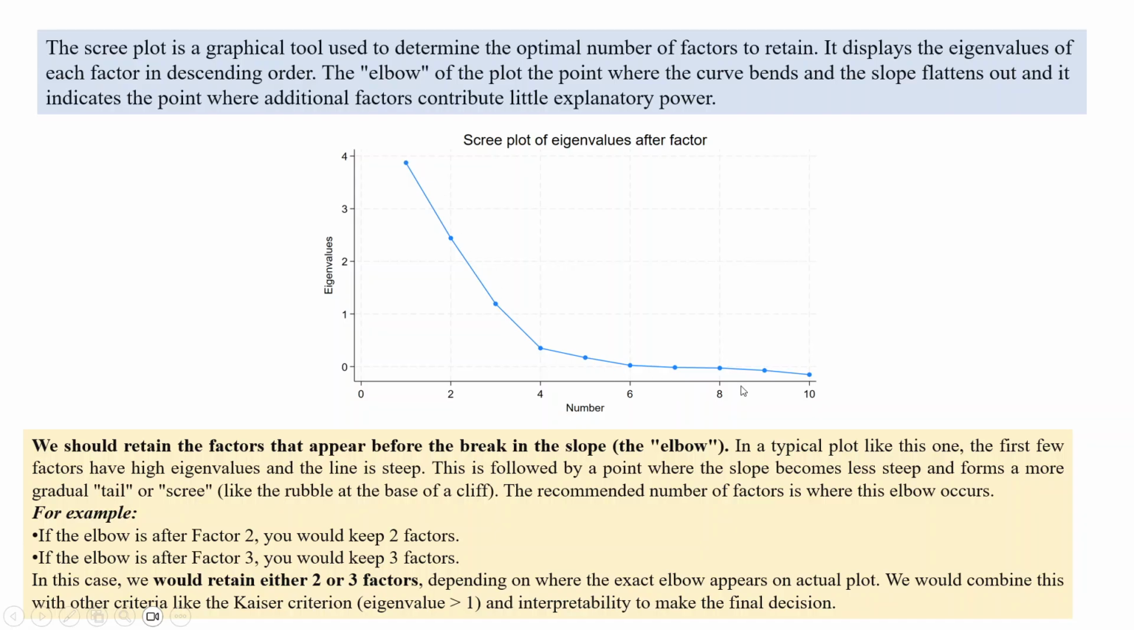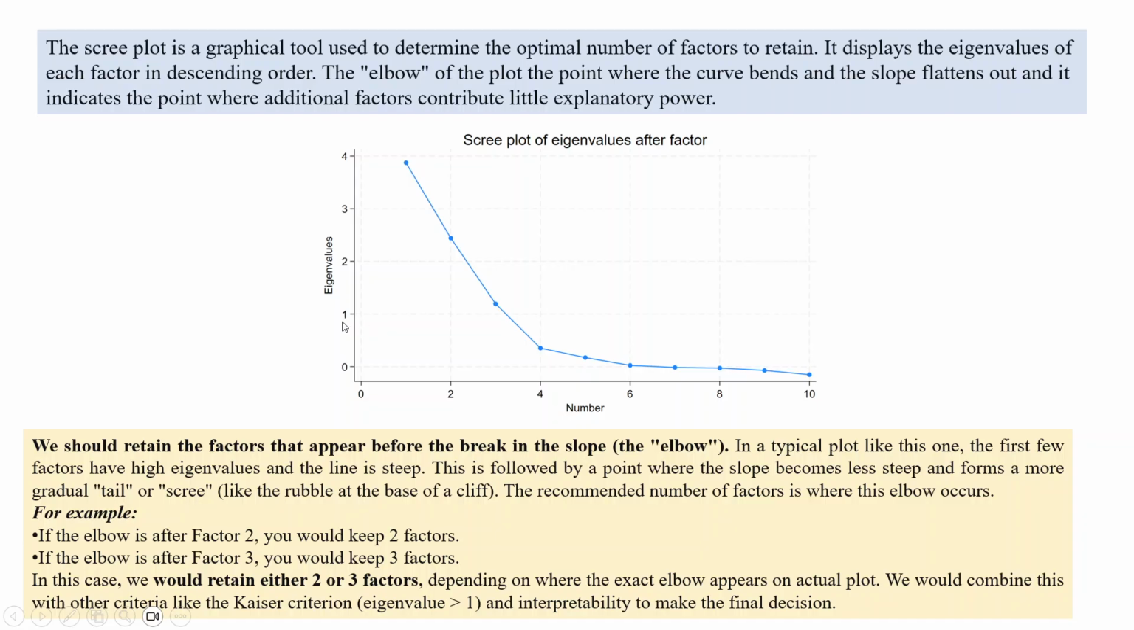So this is a scree plot. The scree plot is a graphical tool used to determine the optimal number of factors to retain. It displays the eigenvalues of each factor in descending order. So on the y-axis you can see the eigenvalues, and these are the number of factors. Normally the scree plot is elbow shaped, so wherever it's kinked, we consider that many factors for our analysis. Or another method is how many factors are above the eigenvalue 1.